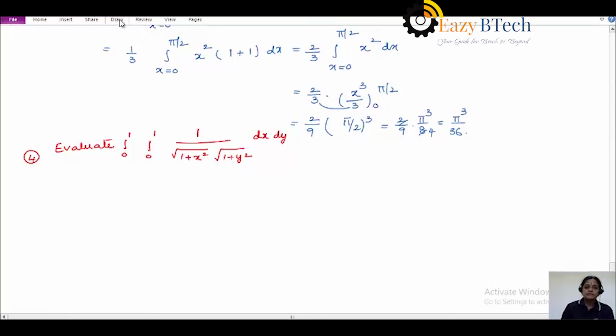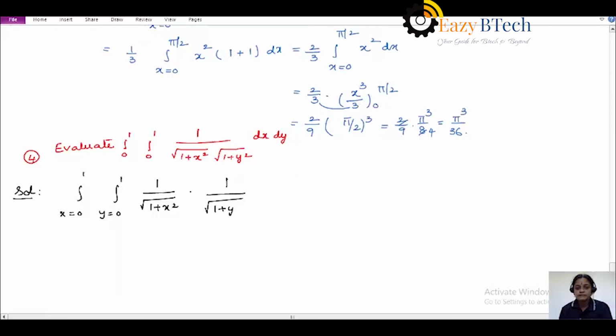Observe the limits here, students. Here also limits are in terms of constants. Then there is no particular order while we are doing the integration here. Okay, so at first I am writing these limits are x limits and these limits are y limits. Then 1 by root of 1 plus x square and 1 by root of 1 plus y square, dy dx. So at first I am doing integration with respect to x. That is your choice, students.